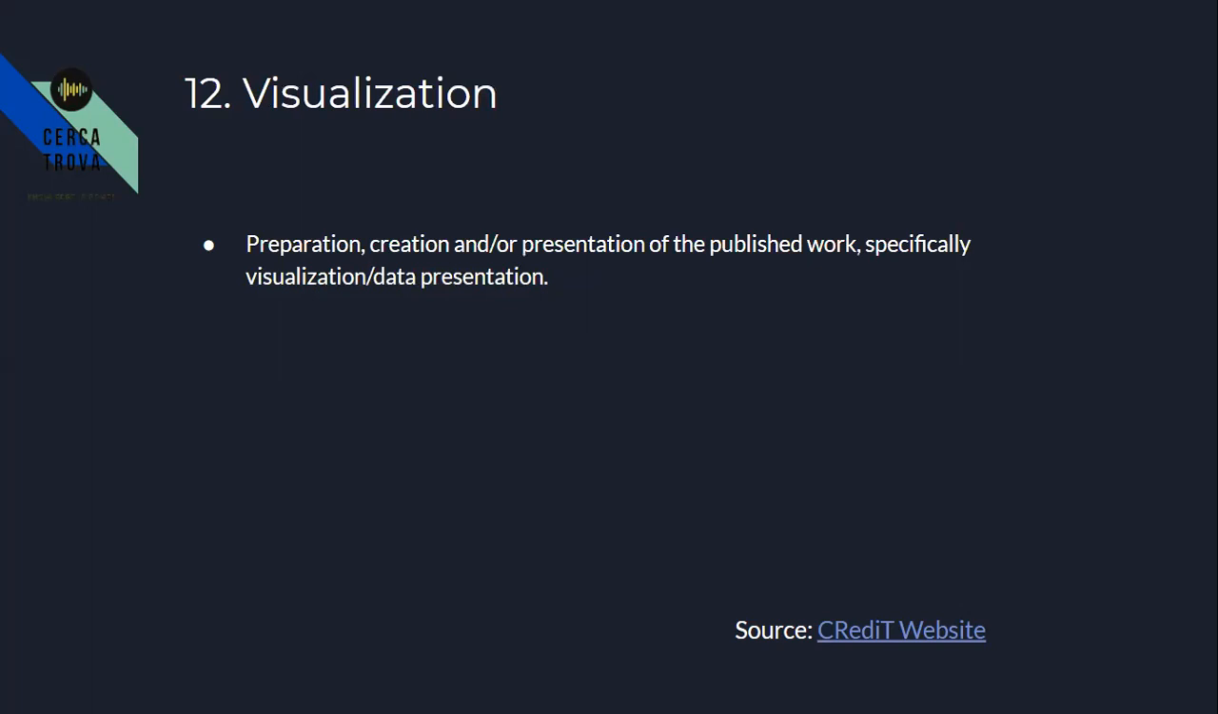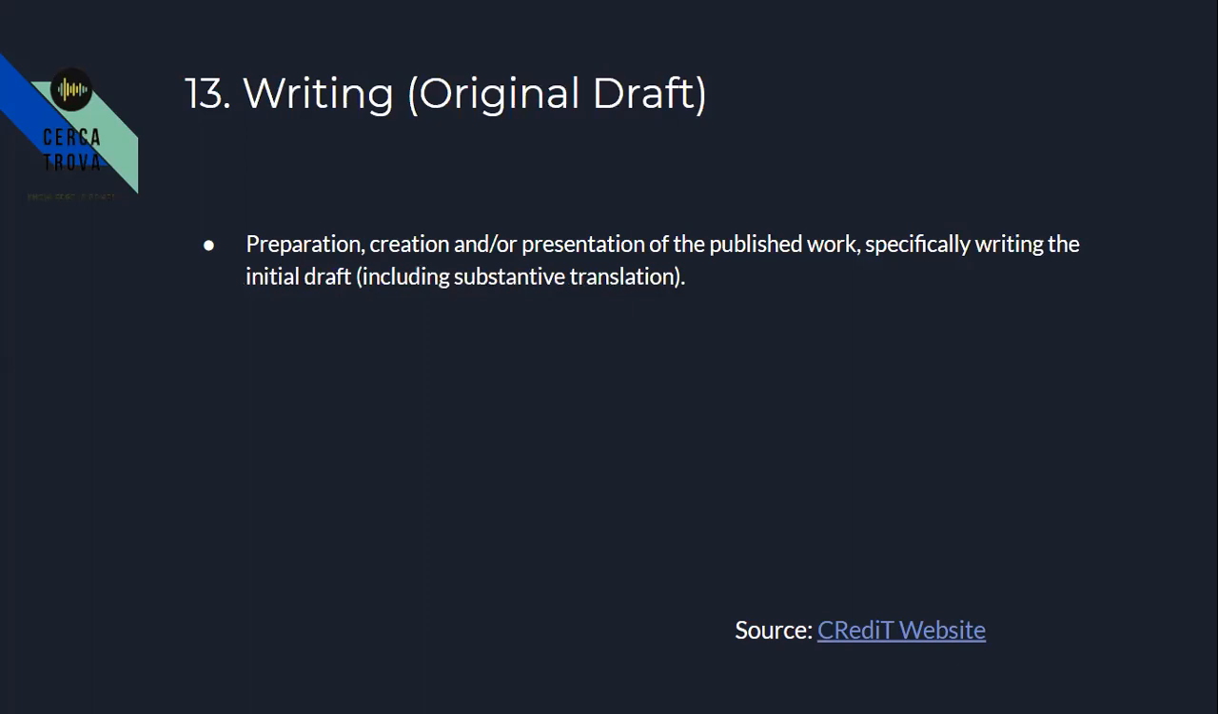The 12th role is visualization. This is per CRediT taxonomy. Visualization means drawing graphs, bars, or any other type of visual resources that you are presenting with your research paper, and this is a substantial role as per ICMJE guidelines.